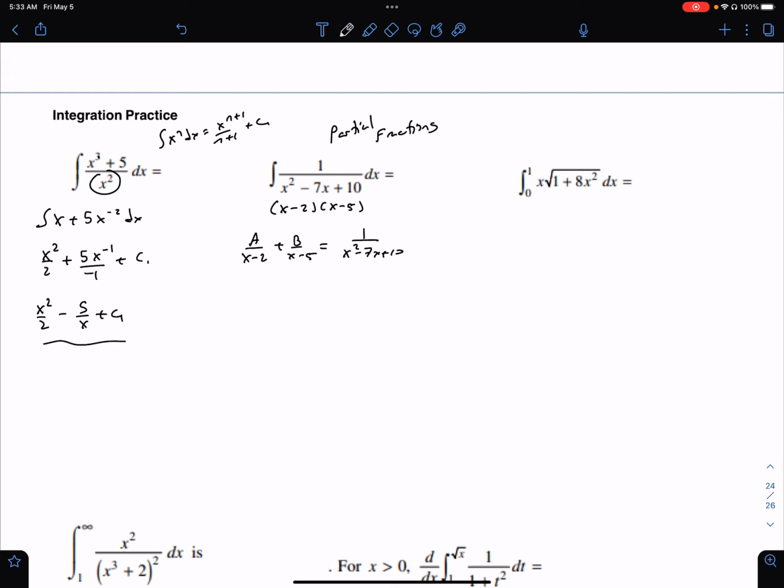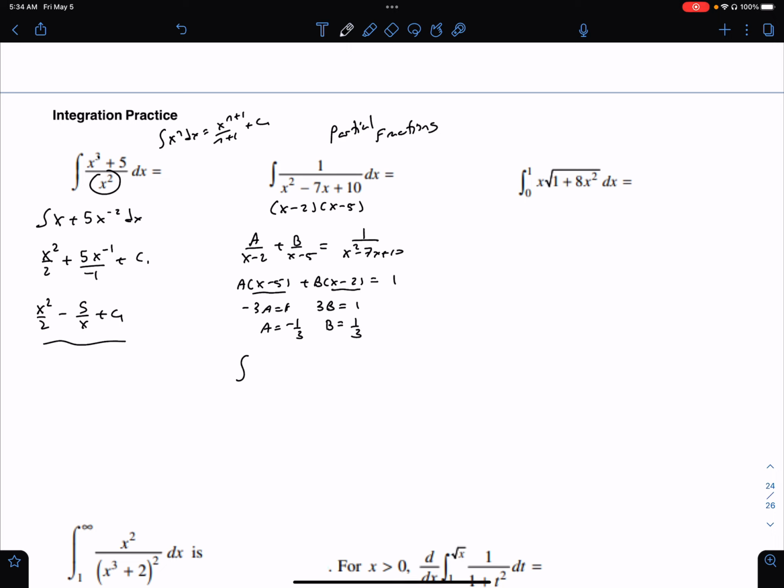Multiplied by the common denominator, we get A times x minus 5 plus B times x minus 2, and that's just going to equal 1. If we let x be 5, this just becomes 0, and we wind up with 3B equals 1, or B equals 1/3. If we let x equal 2, we're going to get negative 3A equals 1, or A equals negative 1/3 right here.